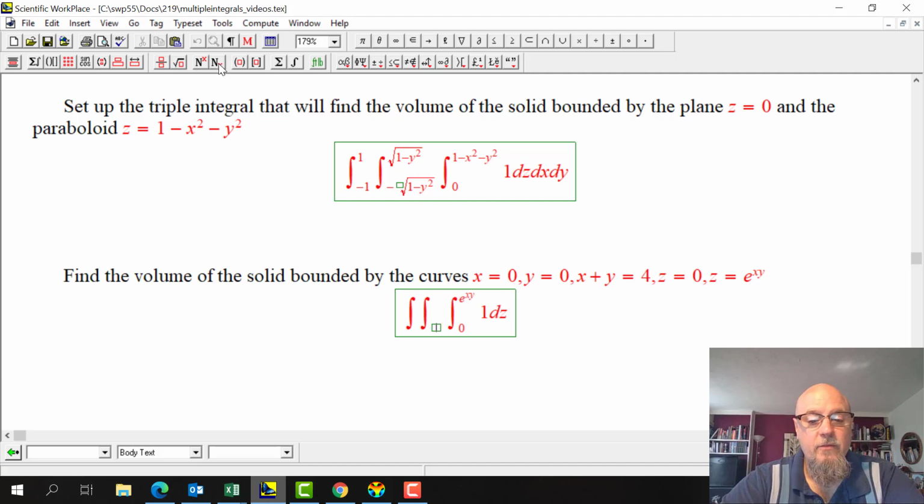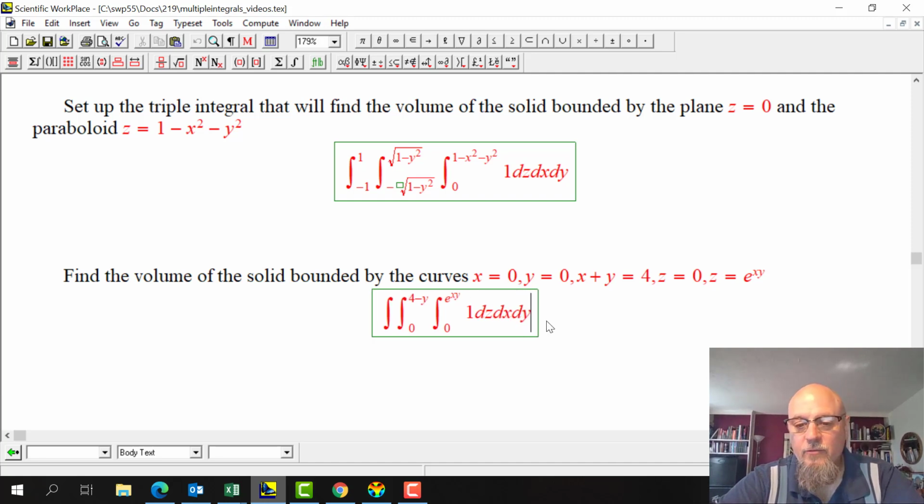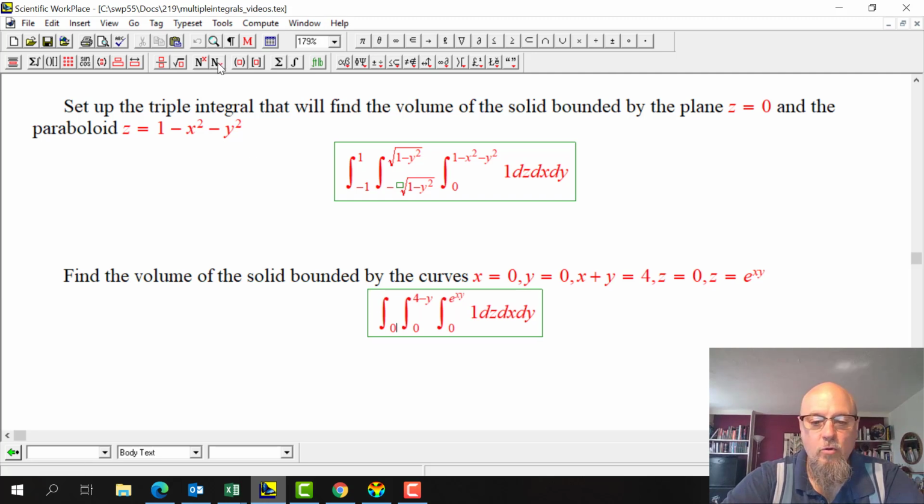So I've decided to do x first, so x equals 0 to the line. The line is going to be x equals 4 minus y. So I'm doing x next, and then y is the last one. Y is going to go from the lowest y in the whole shape as a number to the highest y in the whole shape as a number. And this integral will produce the volume of that solid.